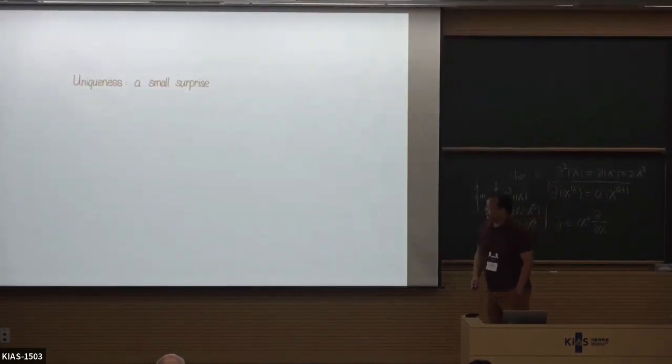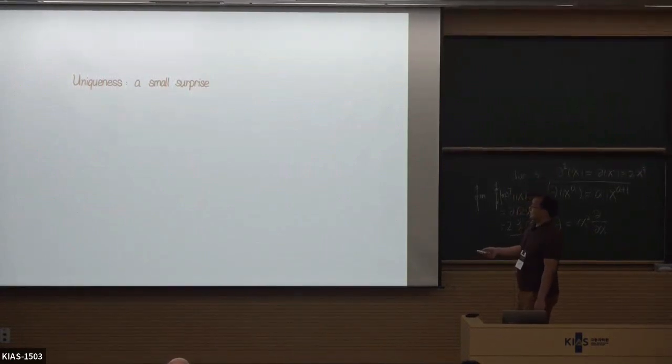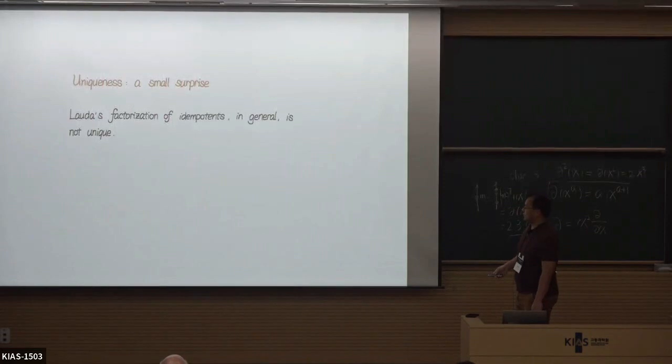All right, I think there's a small surprise in the abelian categorification: Lauda's factorization is not unique in general. This is like the choice in an n by n matrix algebra, where the choice of indecomposable idempotents is not unique. You can conjugate them by the GL_n action. Similarly, in Lauda's categorification, the factorization of idempotents is generally not unique.